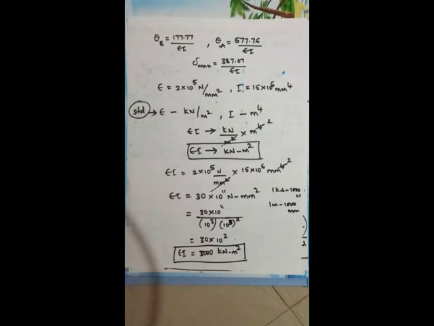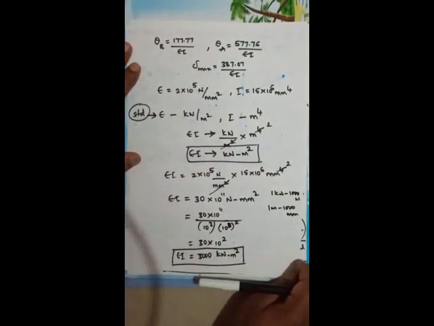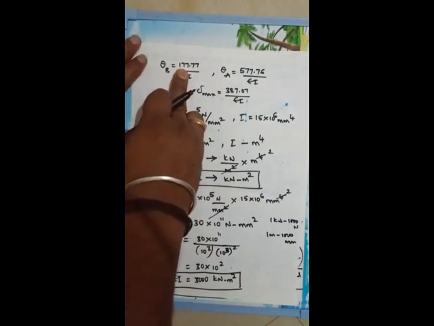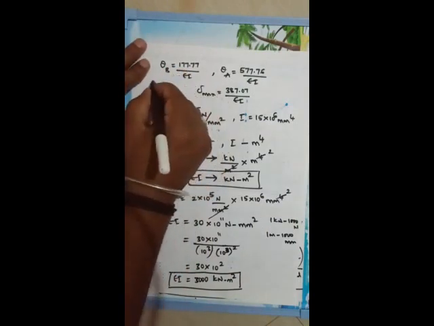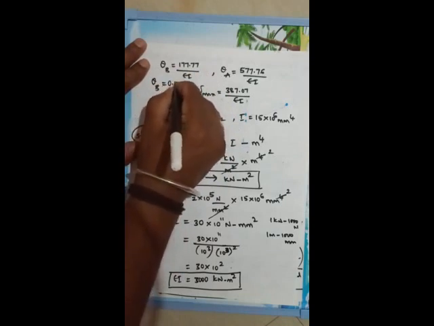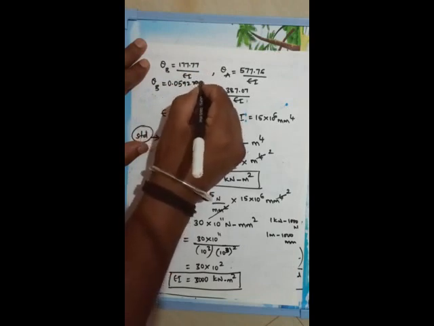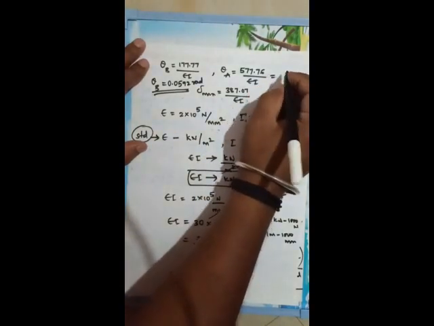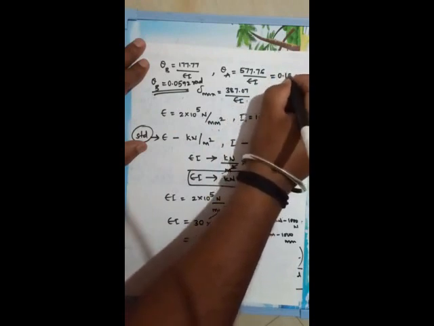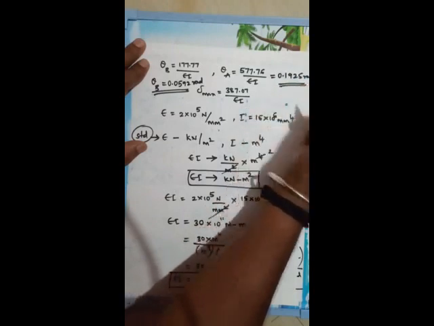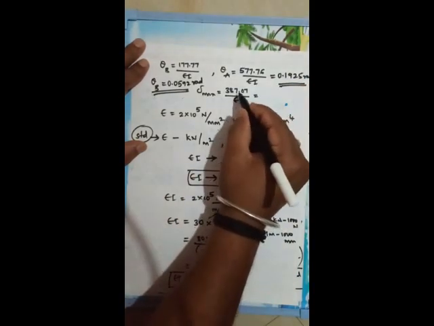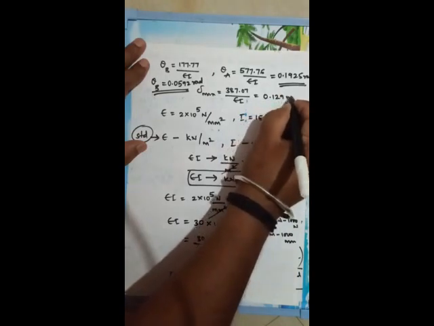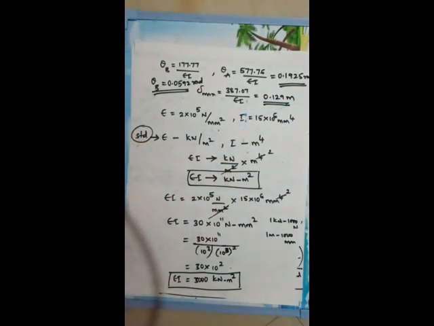Once you get this EI value, you can substitute it. Theta B is 177.77 by EI, so substituting the EI value, you will get around 0.0592 radians. So much less. I hope you can understand what the deflection is. Theta A, if you substitute the values, is 0.1925 radians. Again, substituting EI, 387.07 divided by 3000, delta max you will get is 0.129 meters. Okay, so these are the final answers.